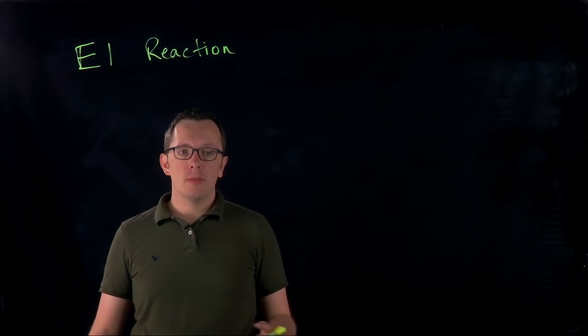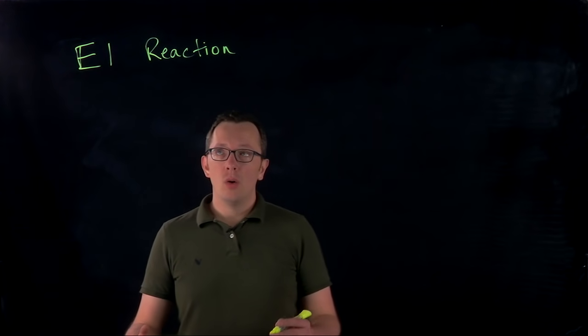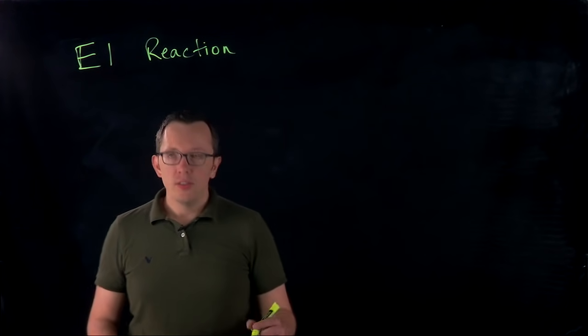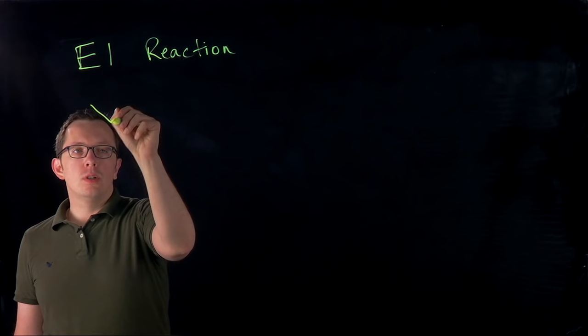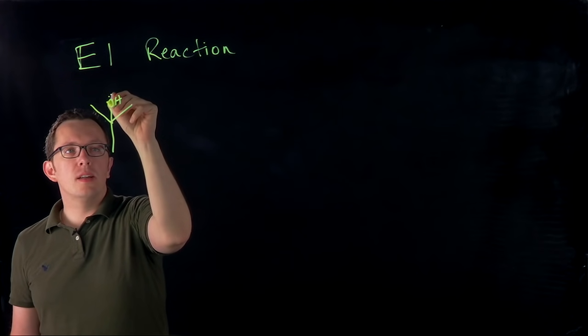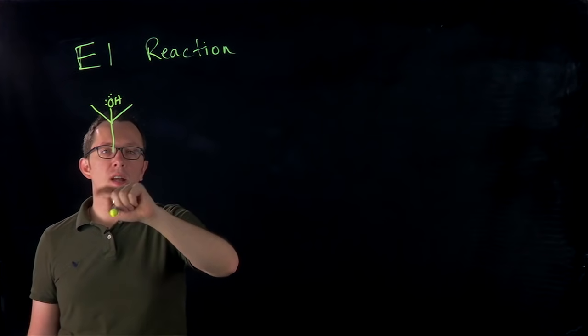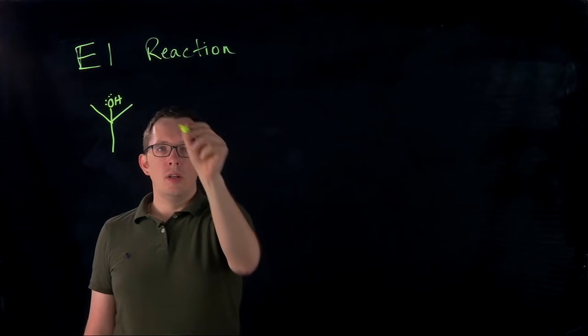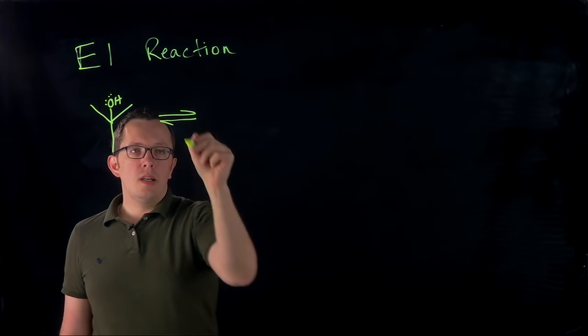Okay, so now we've talked about the E2 reaction. We're going to move on to talk about the E1 reaction, which is going to be a little bit different. So I'll draw up a general E1 reaction, and then we can talk about what exactly is going on here. So most of the time, we're starting with a tertiary alcohol, and this will be in equilibrium.